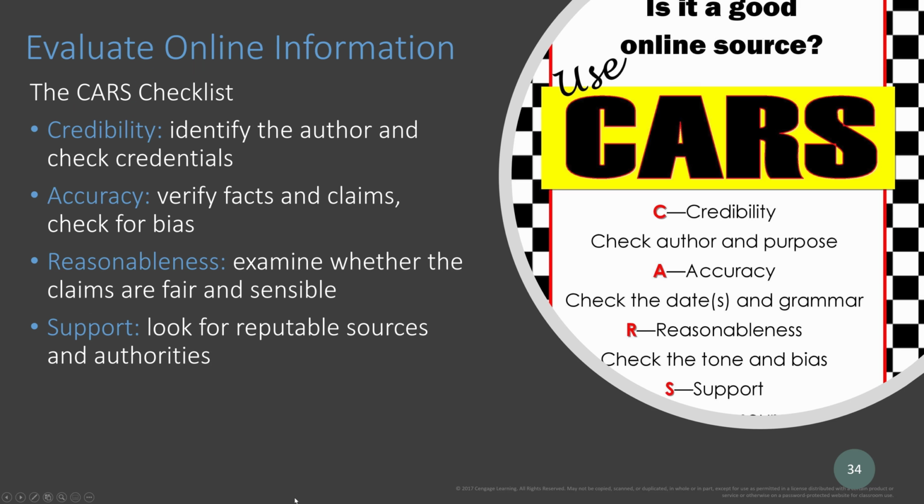So moving on, as we evaluate online information, I would ask you to think CARS. It's really an easy four-letter acronym. We're looking for credibility, accuracy, reasonableness of the information, and support. Support being, look for reputable sources and authorities. Now, some people challenge the idea of Wikipedia because anybody can create a Wikipedia page. However, what I would ask you to do is apply CARS to the Wikipedia page.